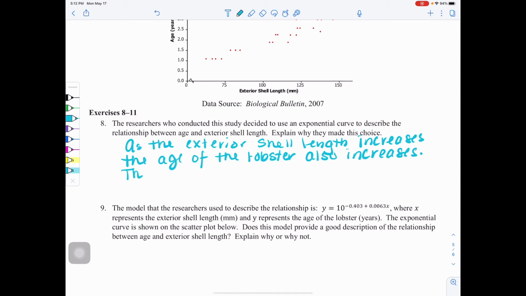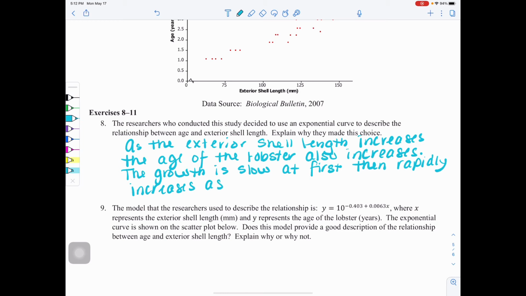So we will say the growth is slow at first, then rapidly increases as the lobster gets longer.